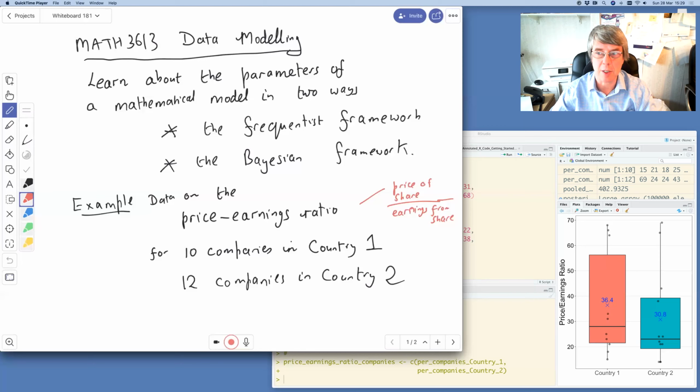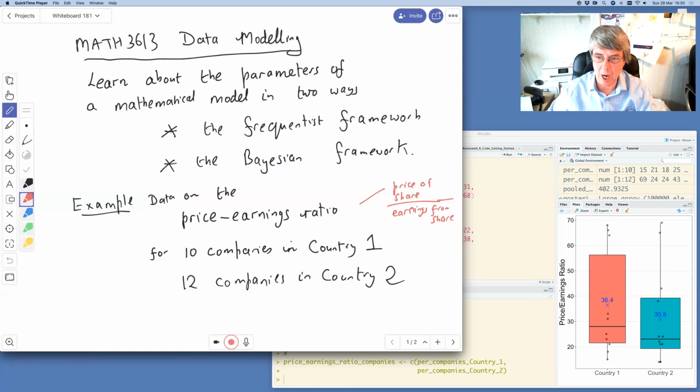On MATH3613 Data Modelling, we learn about the parameters of a mathematical model in two ways. The two ways that we look at are the Frequentist framework and the Bayesian framework. I'm going to illustrate that now using real data on the price-earnings ratio of 10 companies from country 1 and 12 companies from country 2. The price-earnings ratio is the price of the share divided by the earnings from the share, so it's a measure of how well the company is doing.